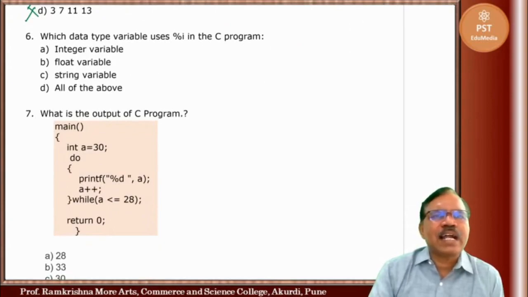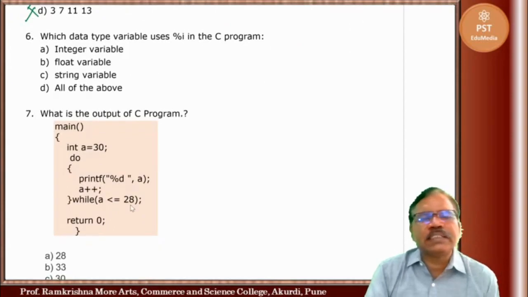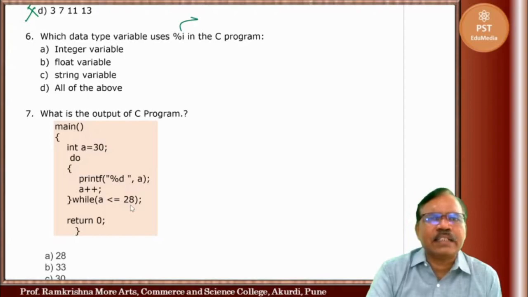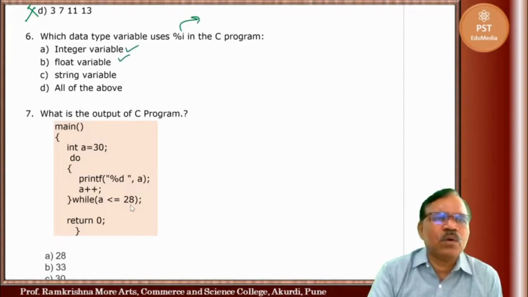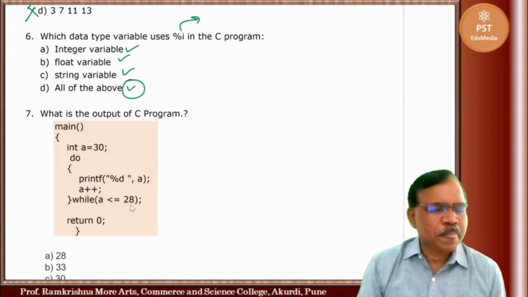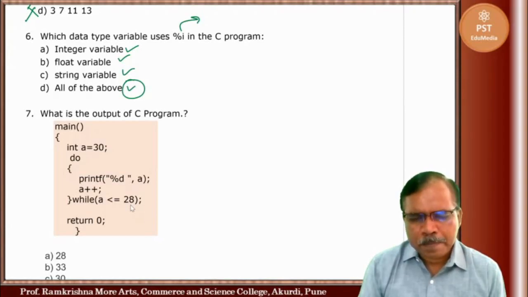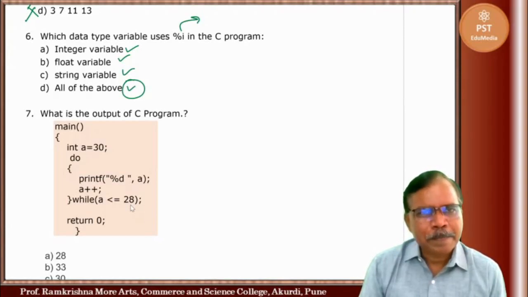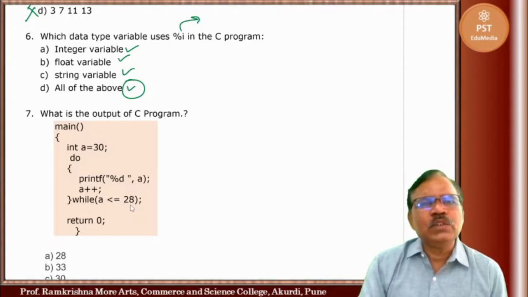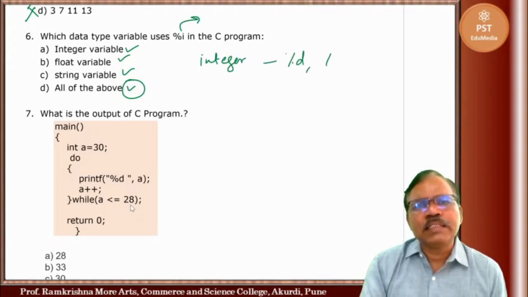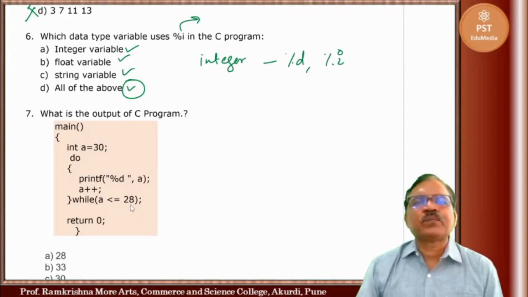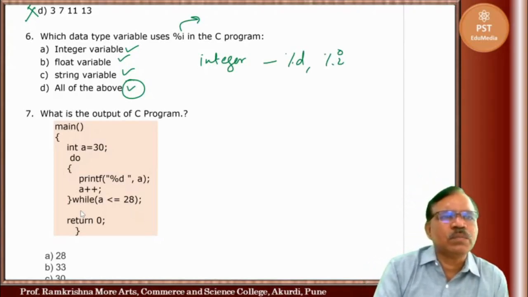Now which data type variable uses %i as a conversion character in a C program? Integer variable, float variable, string variable, or all of the above. Can anyone tell what it is used for? Vasudev? Integer variable. So it is used for integer variable. For integer, %d is also used, and %i is also used. So it is used for integer variables.